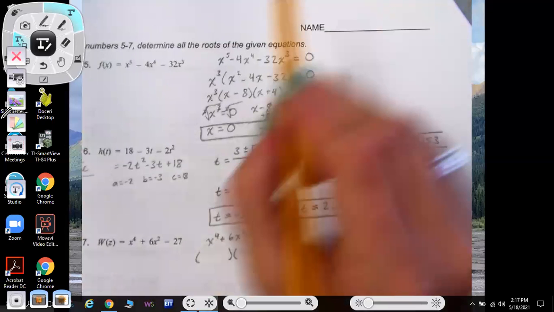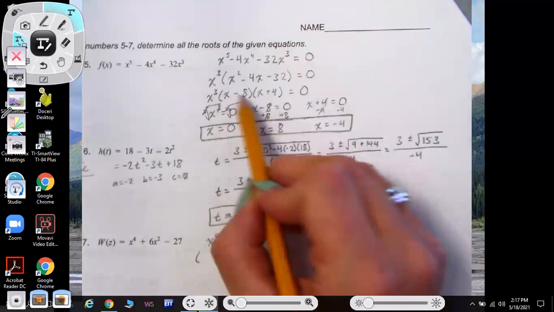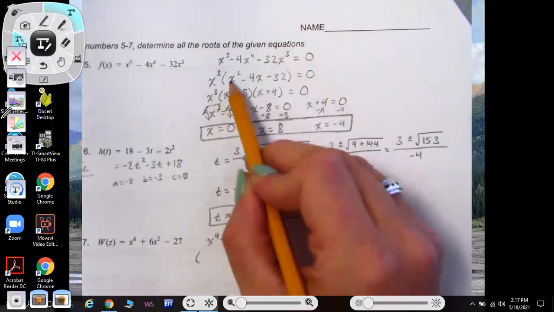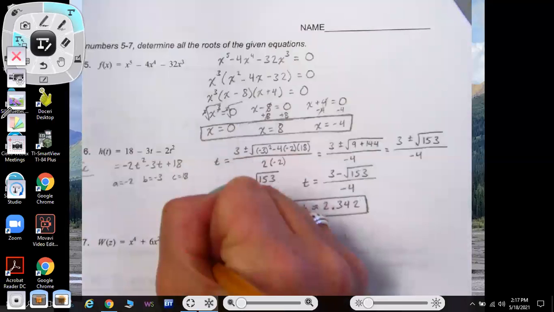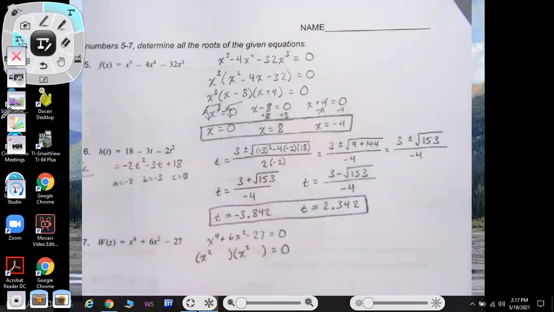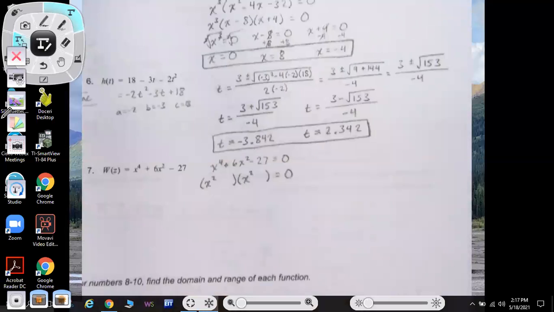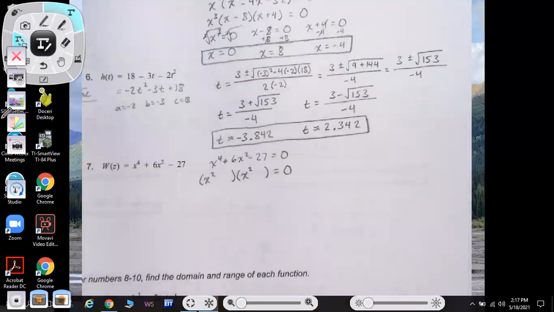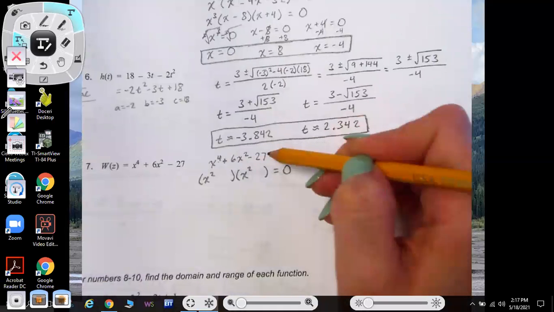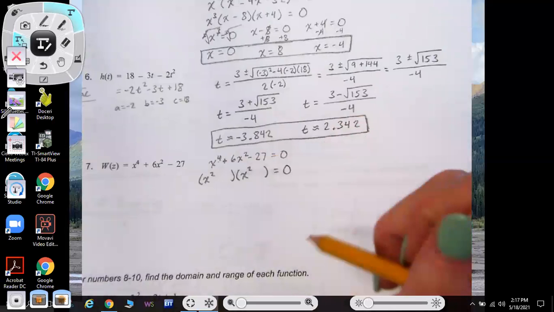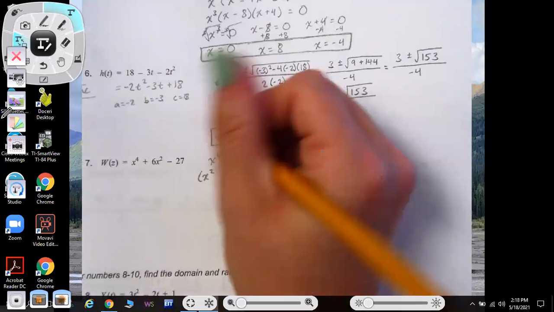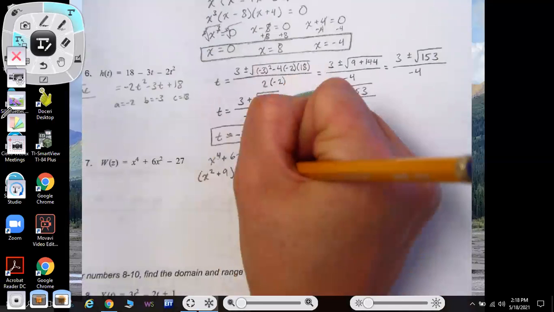So what went in the first set of parentheses was the square root of the first term. In number 7, our first term is x to the 4th. So the square root of x to the 4th is x squared. That's what goes in the front of both sets of parentheses. We factor the rest of this the same way that we would a quadratic. We're looking for 2 numbers that multiply to be negative 27 and add to be 6. That's going to be a plus 9 and a minus 3.